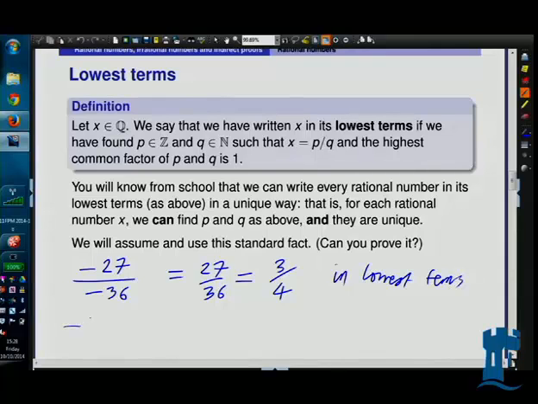And minus 6 over minus 4 is a rational number, but it's not in the right form at all. We write it as minus 6 over 4 to start with, to get the denominator positive, and then you cancel out the common factors and you get minus 3 over 2. And now that's in lowest terms.